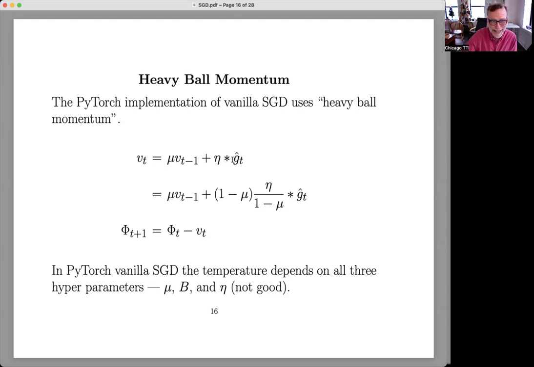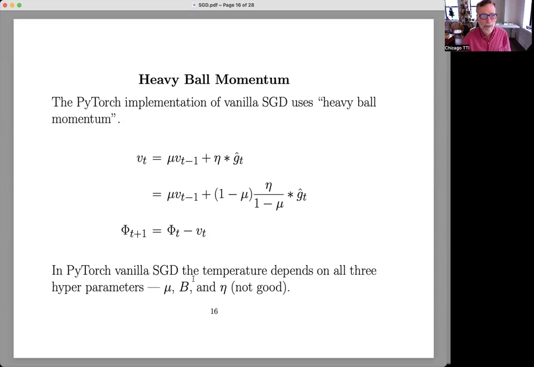Now, I can rewrite this as a convex combination, but only if I take this eta and divide by 1 over mu. And I should have said, once we take this to be the velocity, then the update is proportional to the velocity. So there's this physical heavy ball intuition that causes us to write it this way, but there's an EMA momentum intuition that causes us to write it this way. And the EMA momentum, I just argued, makes the momentum parameter not affect temperature.